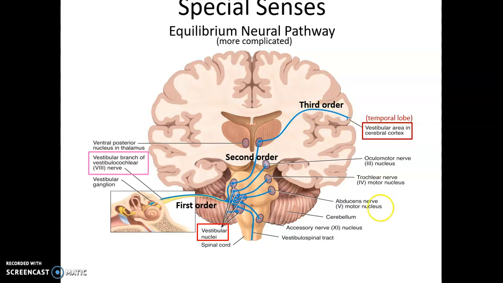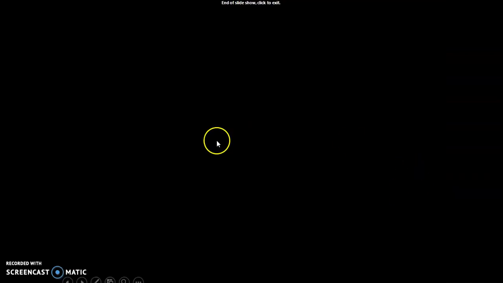But as you can see, equilibrium, that sensation, is important to a lot of other structures, and so it's going to go to the cerebellum and do some other stuff that we're not going to worry about. We're just going to talk about how it goes via first order through the vestibulocochlear nerve to the brainstem, second order to the thalamus, third order to the vestibular area in the temporal lobe. And that is it for this chapter 21.